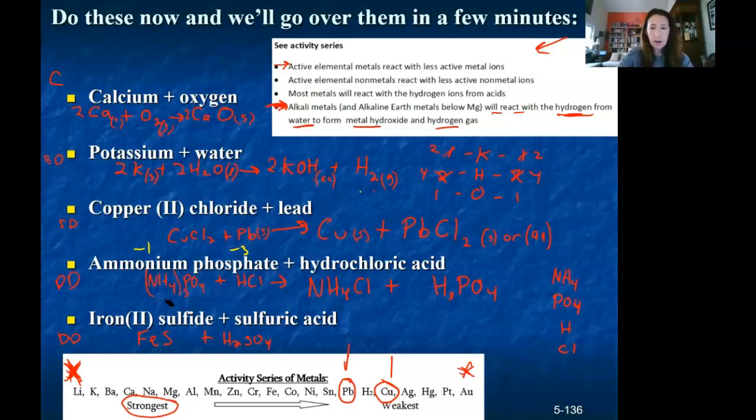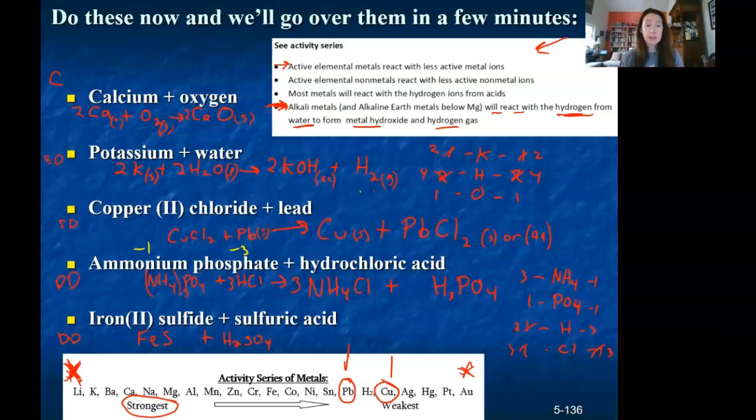So if we do this, we have 3, 1, 1, 1. And again, I'm not going to use the ammonium, I'm just going to use the H. 3, 1, 1. So if I put a 3 here, that messes with our Cls. Right, so now we have 3 here. So if I put a 3 in front of my HCl here, it works out perfect because now we have 3, 3, 3, 3.